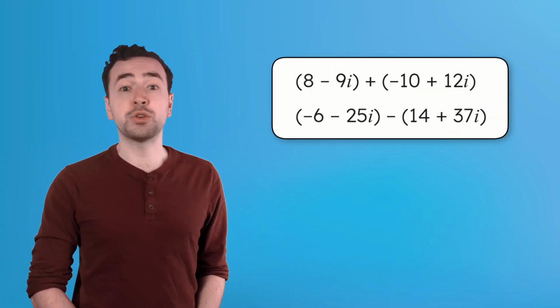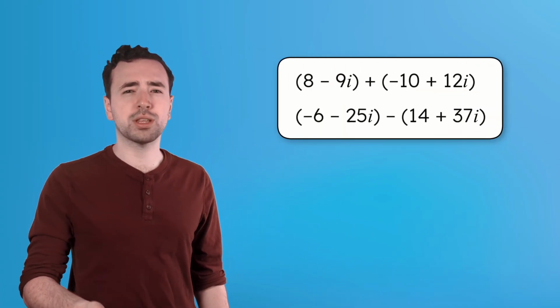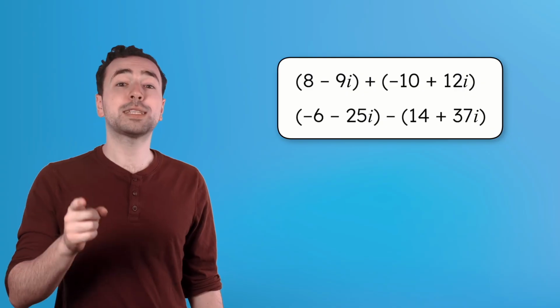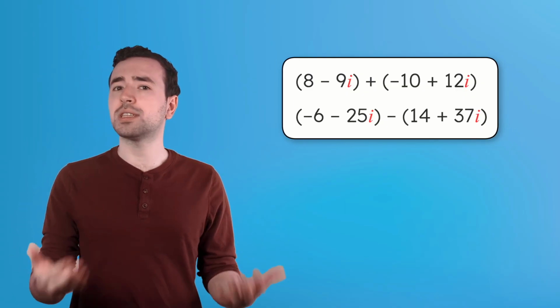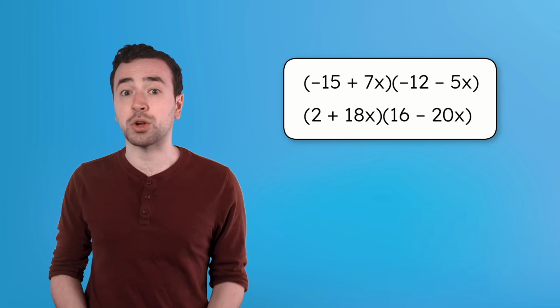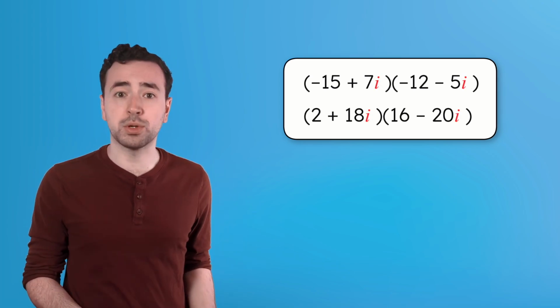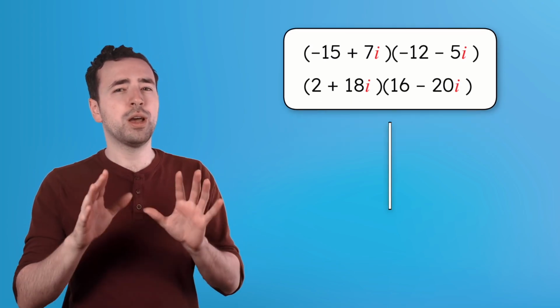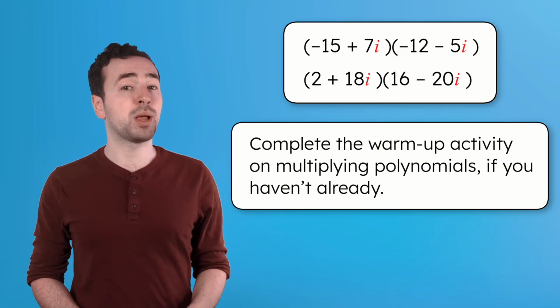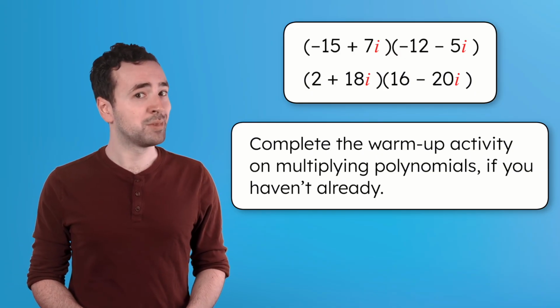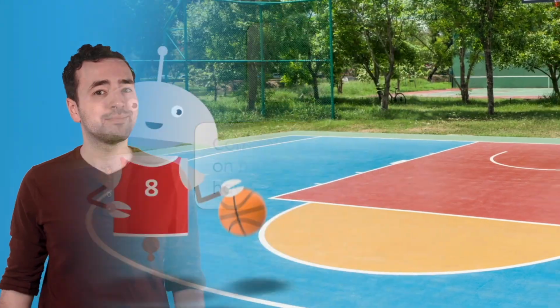Previously, we were able to add and subtract complex numbers just like we would add polynomials, and that's because i is treated like a variable. Similarly, these same rules for multiplying polynomials are used when we multiply complex numbers, so before you continue this video, make sure you've completed the warm-up activity to refresh your skills on multiplying polynomials. All right, let's get into it.